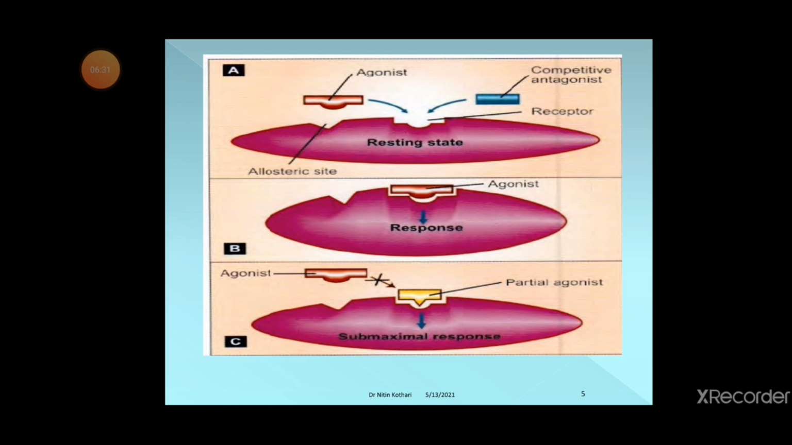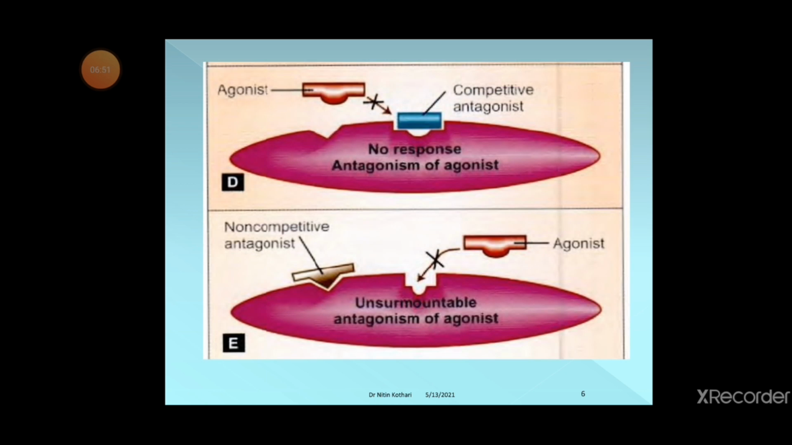So you can see here in this diagram, in presence of agonist, partial agonist plays a role of antagonist, because it is preventing agonist from binding the receptor. When the competitive antagonist binds to receptor, no response is generated. This is antagonism of agonist. As we have discussed, antagonist doesn't have any intrinsic activity. Their intrinsic activity is zero.